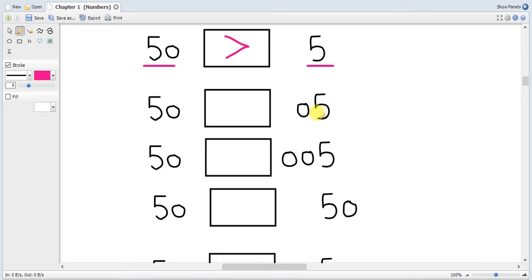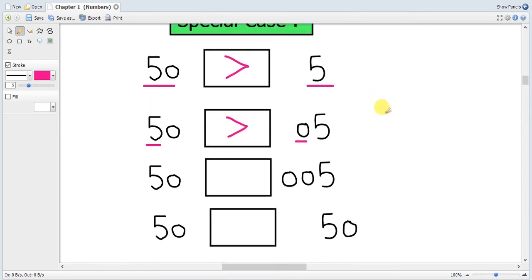Now don't get confused with these two numbers. Again, you can do it the same way. Start comparing the digits on the extreme left side. Over here we have 5, over here we have 0. Which number is bigger? This 5 is bigger and this 0 is smaller, right? So we can say that 50 is bigger than 5.